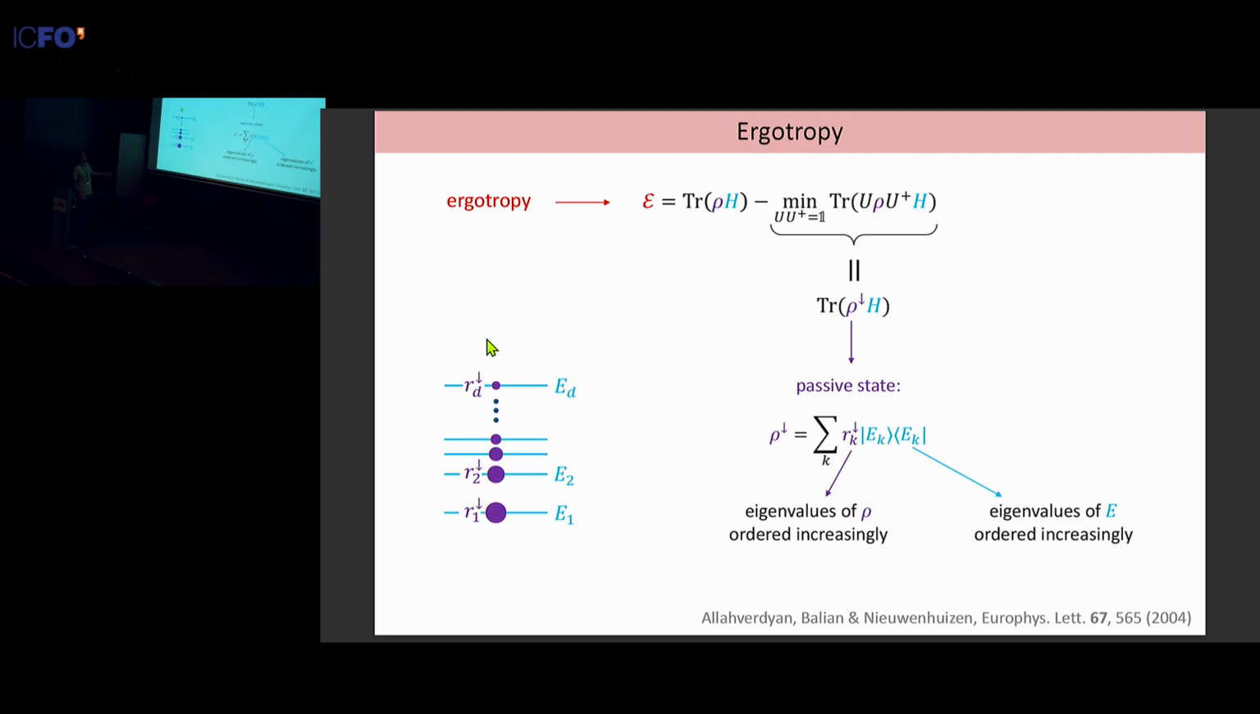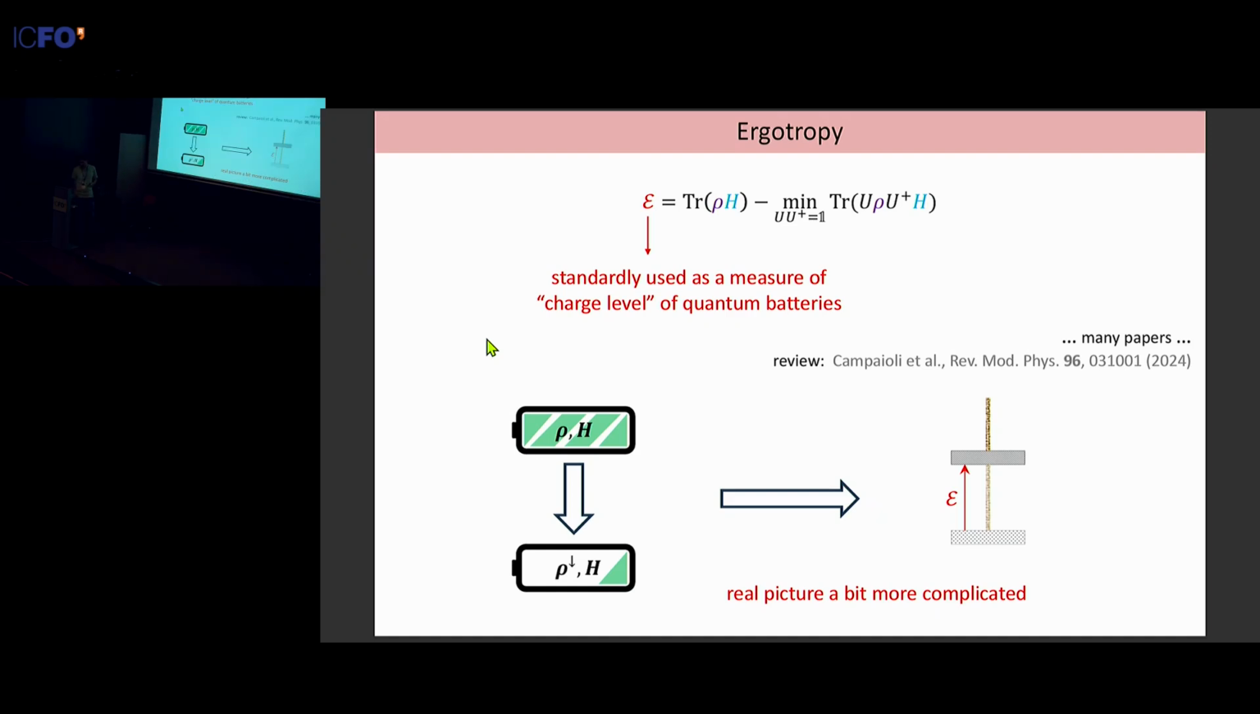So it looks like this in a simple way, right? These E's are the energy levels, and what you do with these unitary rotations is put the largest eigenvalue on the ground state, and then the next largest one on the next level, et cetera, right? So this is the standard picture of ergotropy.